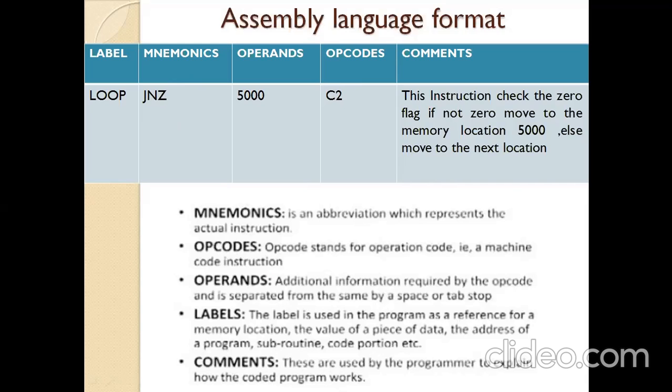Next, what is meant by operands? An operand is used as additional information. It is a 16-bit value or data or address, or 8-bit value or 8-bit address. So here the additional information is given, that is called a 16-bit address. Next one is label. The label is used in the program as a reference for a memory location. So this is the format of assembly language.